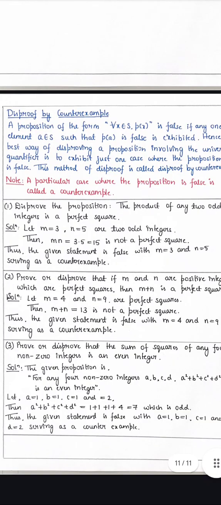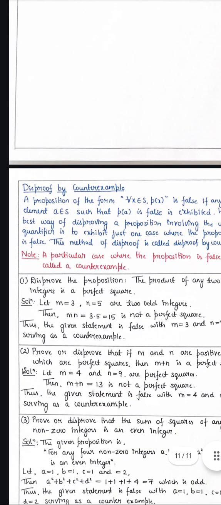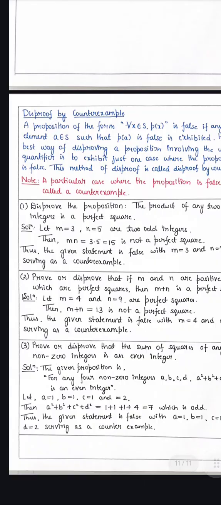So a square plus b square plus c square plus d square will become 1 plus 1 plus 1 plus 4, which is equal to 7, which is an odd number. The given statement is false, with a equals 1, b equals 1, c equals 1 and d equals 2 serving as a counterexample. This ends this module.